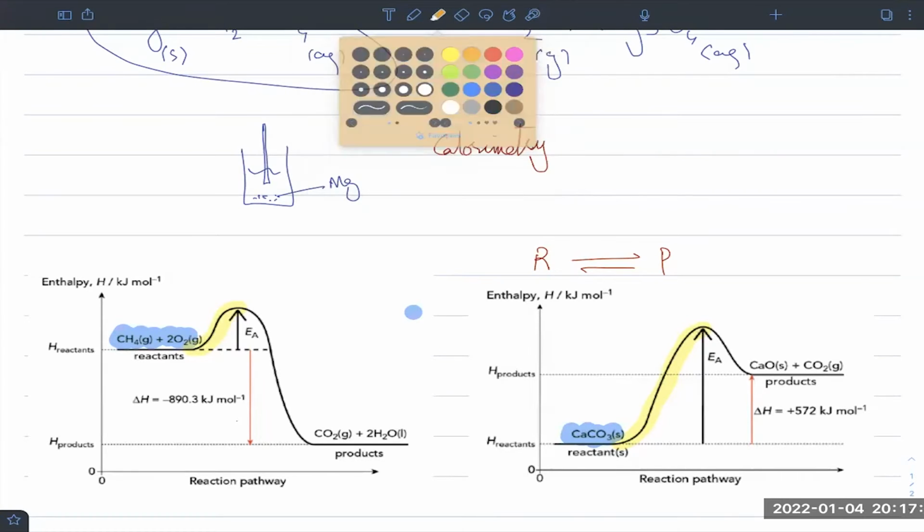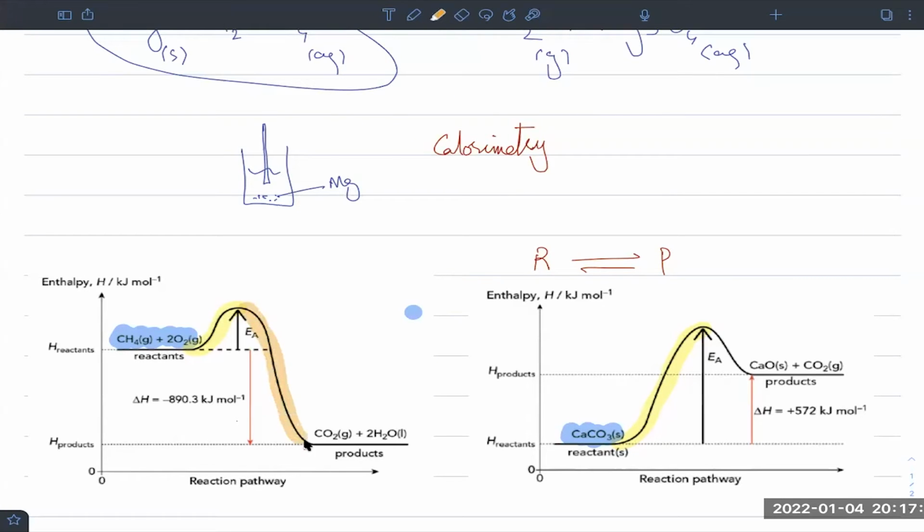Now there is this orange part here where the energy is being lost, or you can see a negative change in overall energy of the system. So the system overall is losing energy. This point over here, this is what we call a transition state.